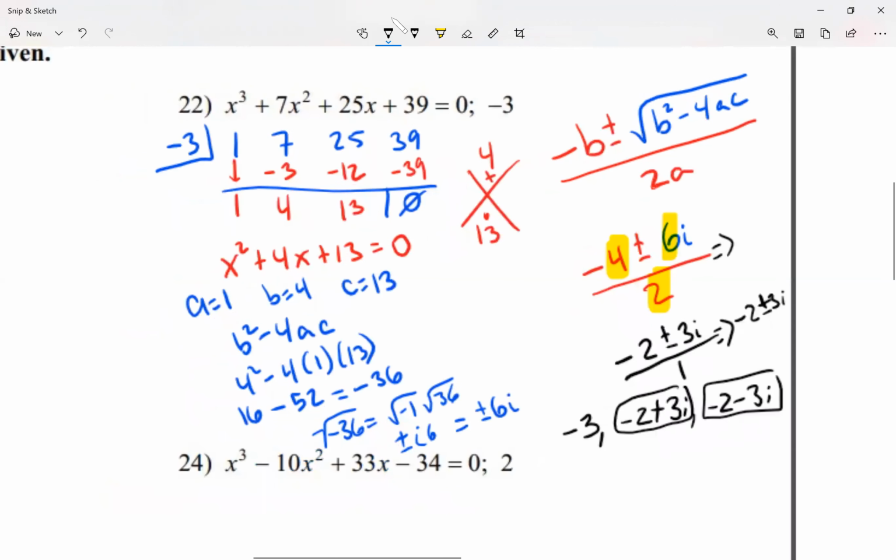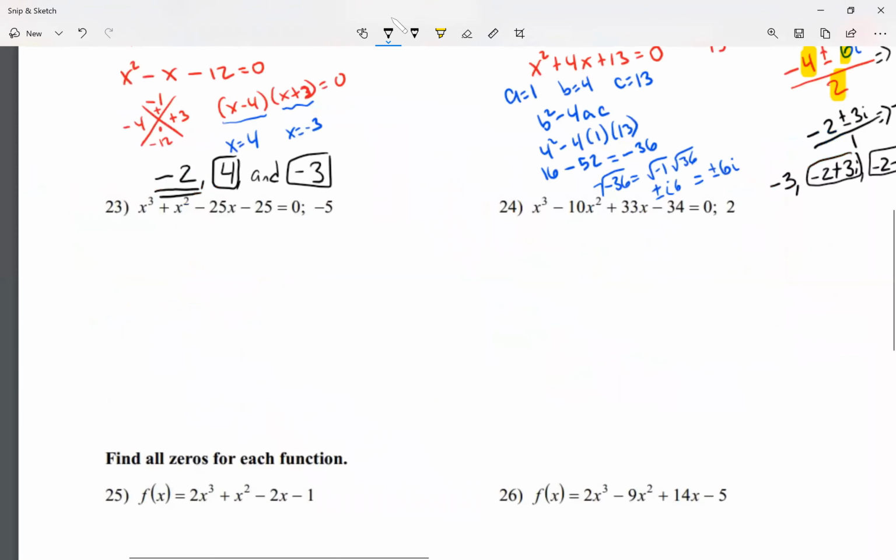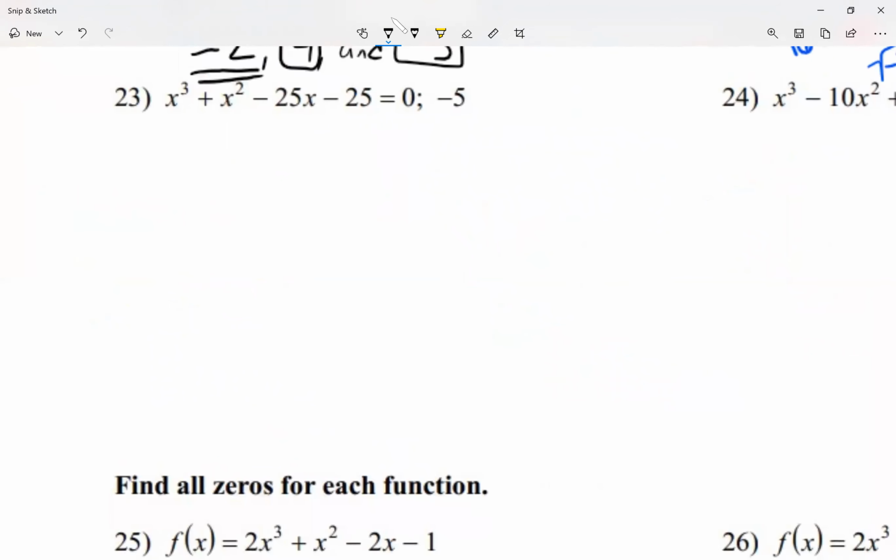Okay, so we review. We can solve it by factoring. We can solve it by quadratic formula. We can also, I'm going to do this one by completing the square. So I already have a root. One of my roots, the one root given, is -5. And I'm going to write 1, -25, -25. I just wrote the numbers in front of it. And it says that when I do my synthetic division, my remainder is going to be 0.